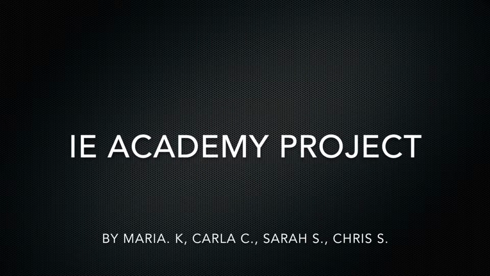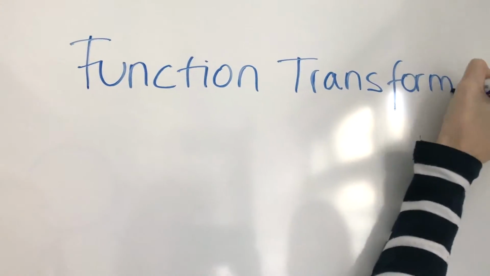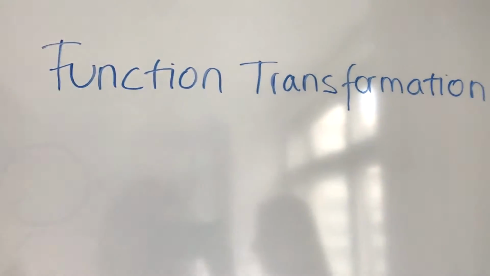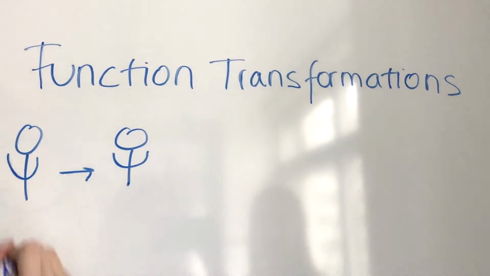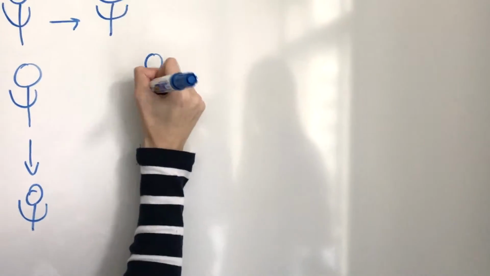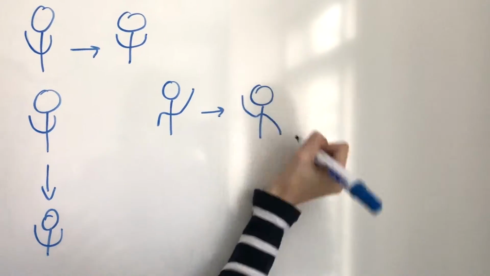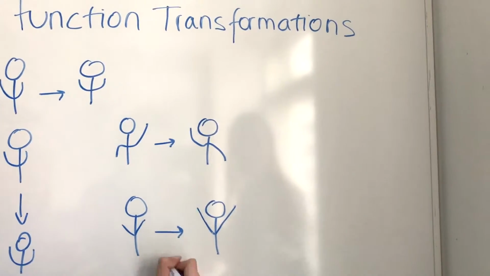Welcome to our IE Academy project. We will be taking a look at function transformations today. They occur every time a graph of a function is shifted horizontally, left or right, vertically, up or down, is reflected over the y and x axis, is vertically or horizontally stretched or shrunk.